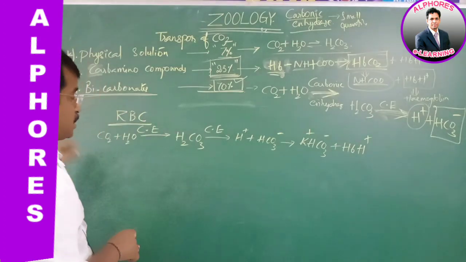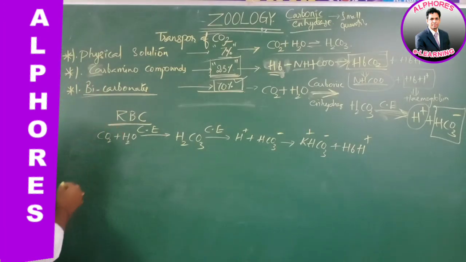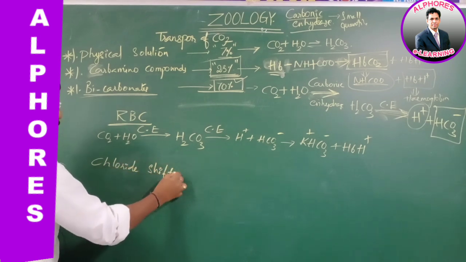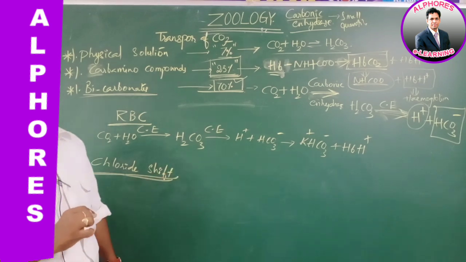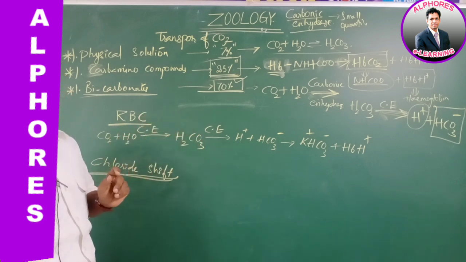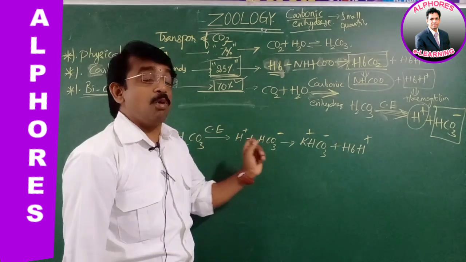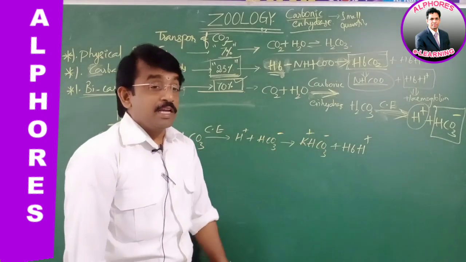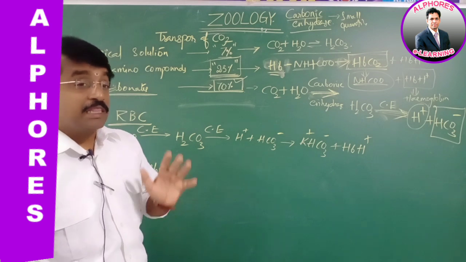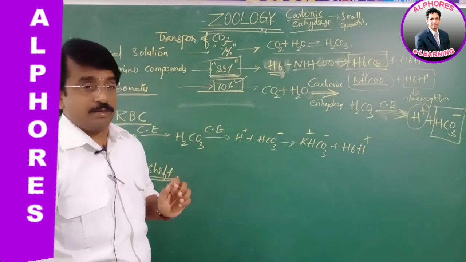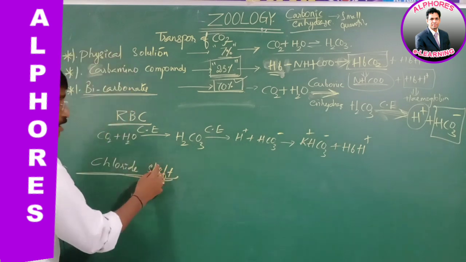To avoid this state, there is a phenomenon named the chloride shift, or Hamburger's phenomenon. That is, due to the high content of carbonic anhydrase, the bicarbonate ions go on increasing. As more and more bicarbonate ions increase, in order to avoid this, there is a mutual exchange of bicarbonate ions with chloride ions, as more and more bicarbonate ions are forming in the RBC.